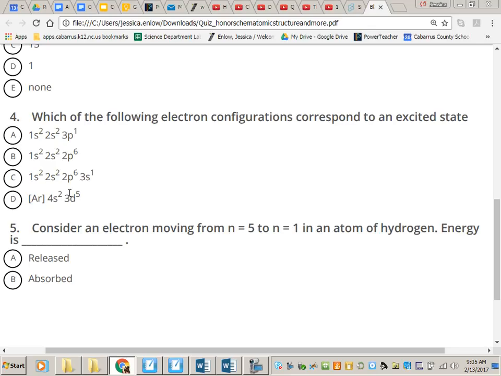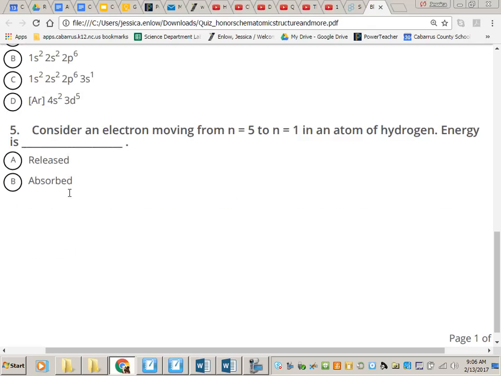Okay, so you went from 1s2 to 2s2. You should have filled up the rest of the second energy level, which is 2p6, but instead you said, nope, skipping the second part of the second energy level, I'm jumping to the third energy level, and that's why it's excited. So it should be A. And then lastly, if you're moving an electron from 5 to 1, what should happen to energy? It should be released. All right, so who remembers 80% of that?